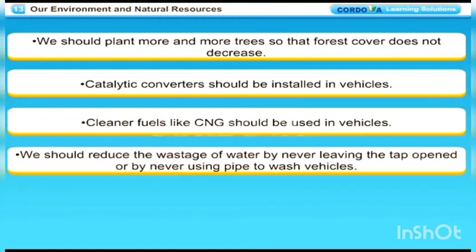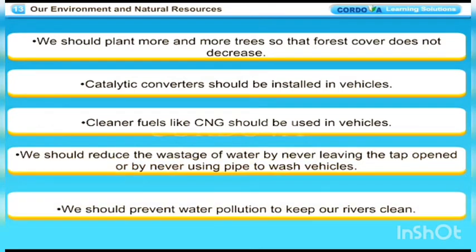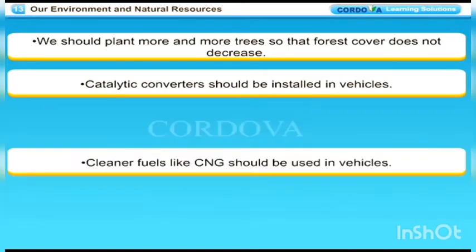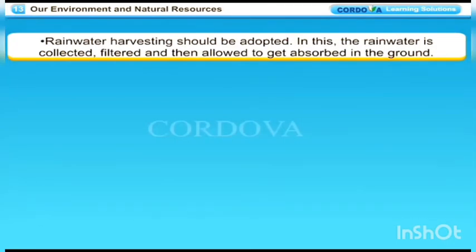We should reduce the wastage of water by never leaving the tap opened or by never using pipe to wash vehicles. We should prevent water pollution to keep our rivers clean. Rainwater harvesting should be adopted. In this, the rainwater is collected, filtered, and then allowed to get absorbed in the ground.